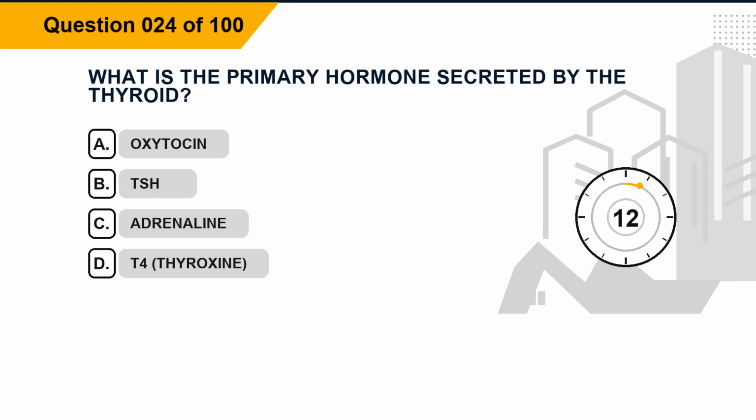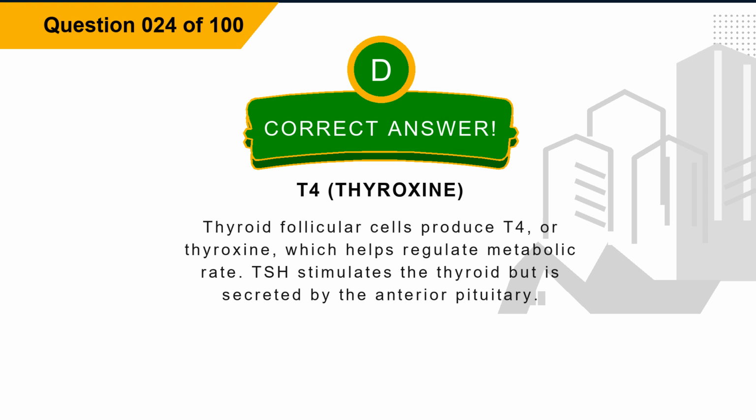Question 24. What is the primary hormone secreted by the thyroid? Option A, oxytocin. Option B, TSH. Option C, adrenaline. Option D, T4, thyroxine. The correct answer is option D, T4, thyroxine. Explanation. Thyroid follicular cells produce T4, or thyroxine, which helps regulate metabolic rate. TSH stimulates the thyroid but is secreted by the anterior pituitary.